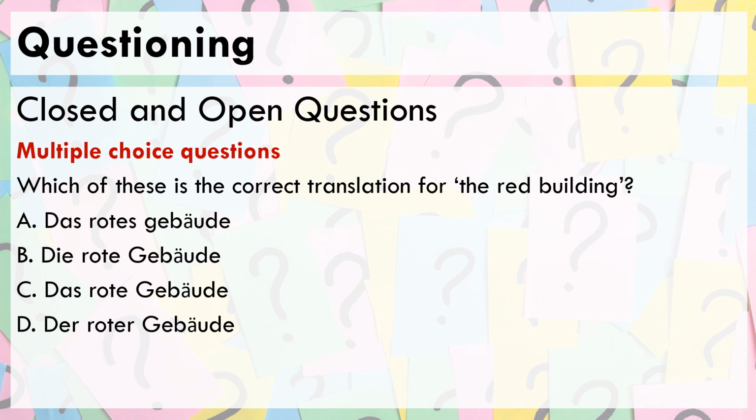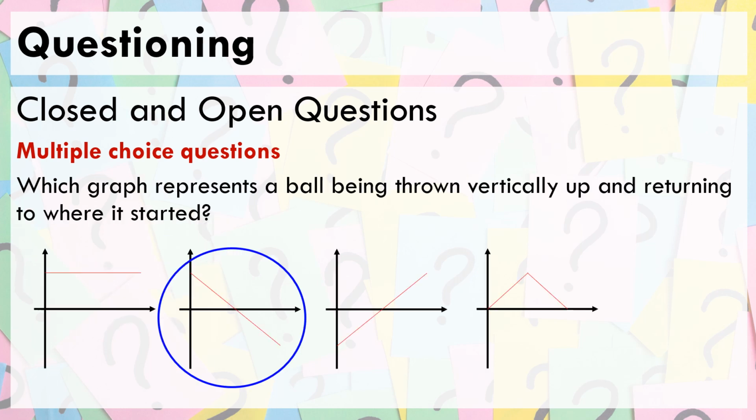So here's one from MFL. There are 4 translations for the red building. And if we look at the 4 options here, the student has to know the correct word for the, they need to know the correct adjective ending for red, and they also need to spot that you need to have a capital for the beginning of the noun. So although this looks like it's quite a simple question, there's quite a lot of information and knowledge needed to get that right. And by the way, the correct answer is C.